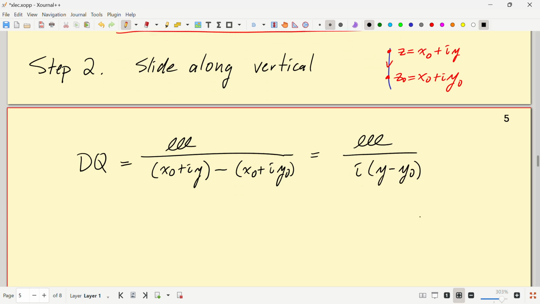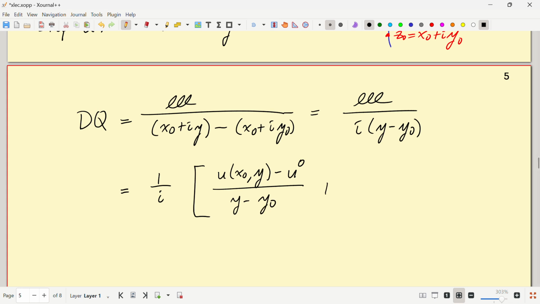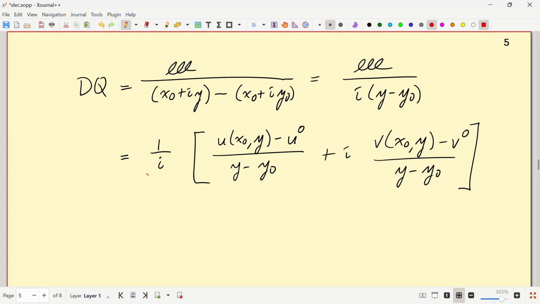That's pretty different with that i there. And so I can pull that i out in front and get a 1 over i. And then you'll see that I get the difference quotient. This time it'll be u of x naught y minus u naught over y minus y naught, plus i, I'll get a v of x naught y minus v naught over y minus y naught. And 1 over i is minus i.